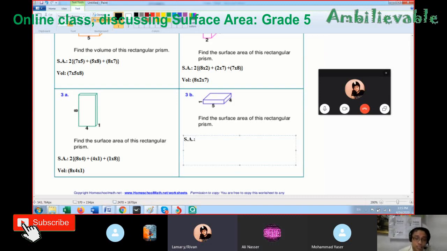Okay? Listen first. 2, open bracket, open parenthesis, 1 times 5, close parenthesis, plus, open parenthesis, 5 times 4, close parenthesis, plus, open parenthesis, 4 times 1, then close bracket. Now let's do the volume. So in the volume, you have 1 times 5 times 4. Okay, now let us solve.